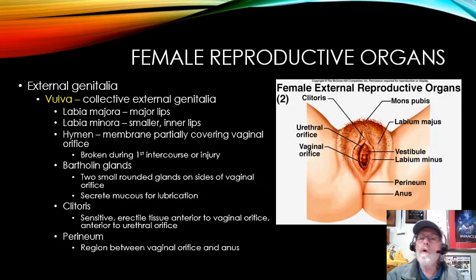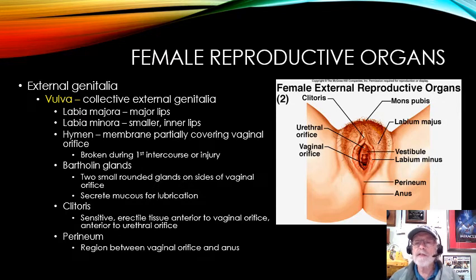The vaginal opening, in this area right in here, in immature and young females is partially covered by a membrane called the hymen, which partially covers the vaginal orifice. It's often broken, torn, stretched, or ripped by injury, or sometimes first intercourse may do this. So that may occur as well.